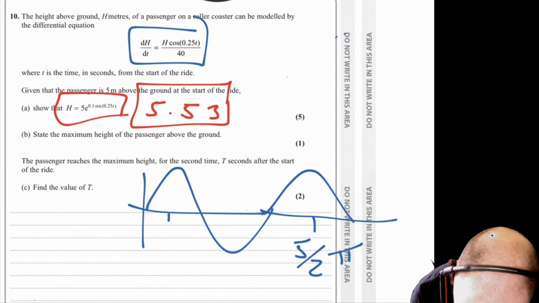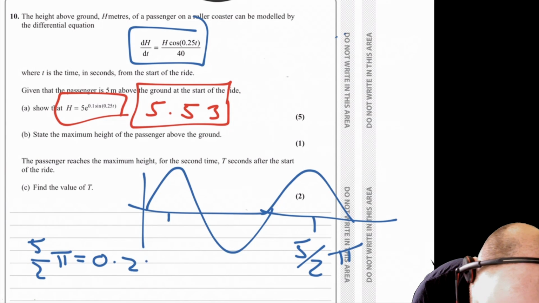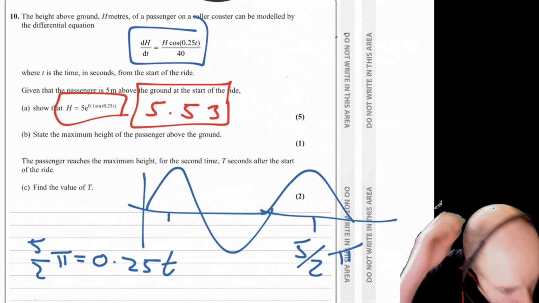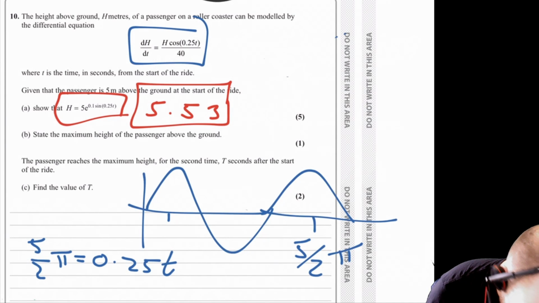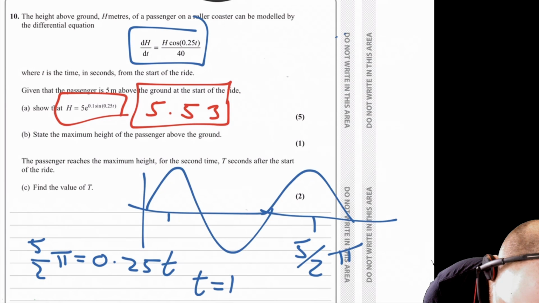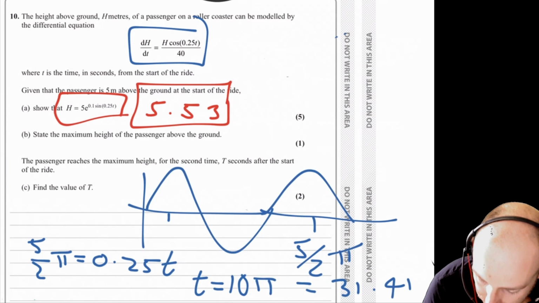Cool. So 0.25t, and divide by that. I'm just wondering why I didn't work with my maximum from the differential. Yeah, you get t as 10 pi, which is 31.41.